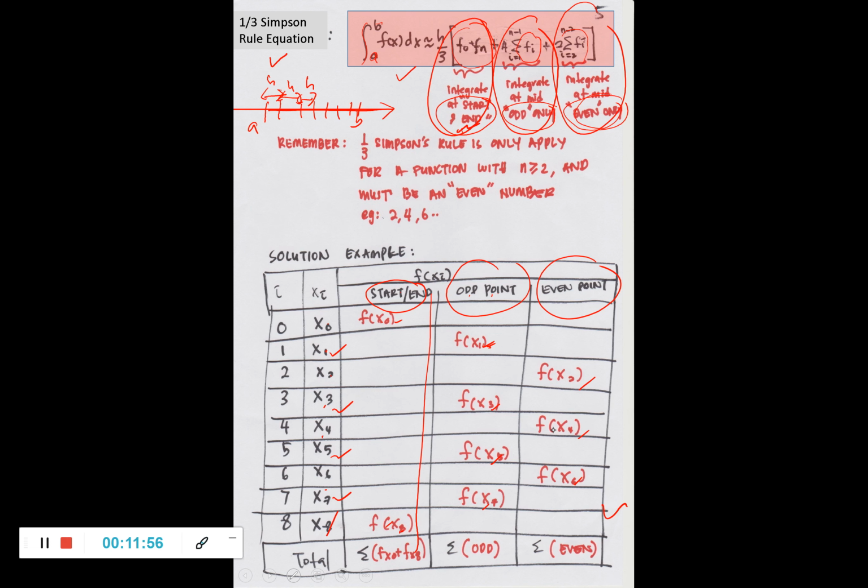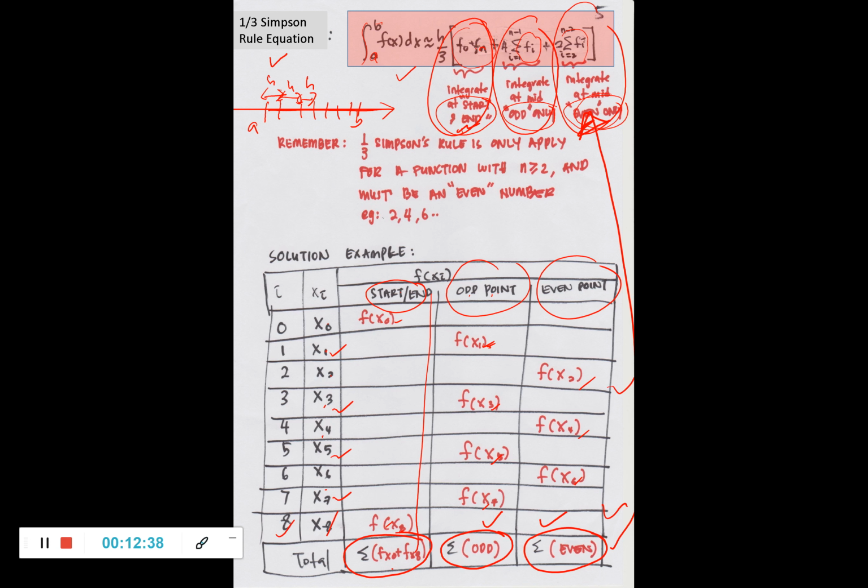So macam inilah cara kita susunkan data tu di dalam table untuk kita sumkan the whole value based on dia punya position. Okay, so dalam table ni saya akan jumlahkan lah fx value pada start and end point, fx value pada odd point and fx value pada even point. What are the total value? Okay, so daripada total value ni saya akan gantikan semula ke dalam formula asal integration using 1/3 Simpson rule equation. Okay, so f0 plus fn. Fn is the highest punya point lah. Dalam kes saya yang saya example ni, my fn is x8, fx8.